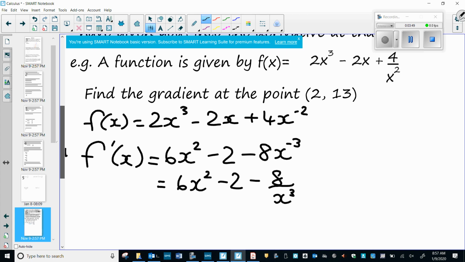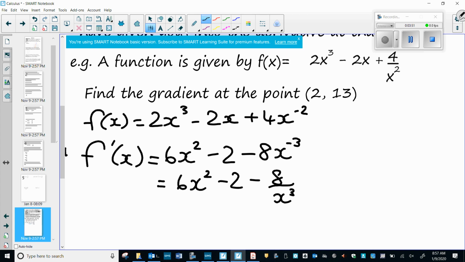So now we need to find the gradient at the point (2, 13). Sometimes they will give you the full coordinate, which they have in this example. Sometimes they will just say when x is a given value. We do not care what the y value is. That's neither here nor there. We are only interested in the x value because our expression, our derivative, only has the letter x in it. And what does the 13 represent? Y. Okay? So the 13 is not important. If it's there, great. If it's not, don't worry about it.